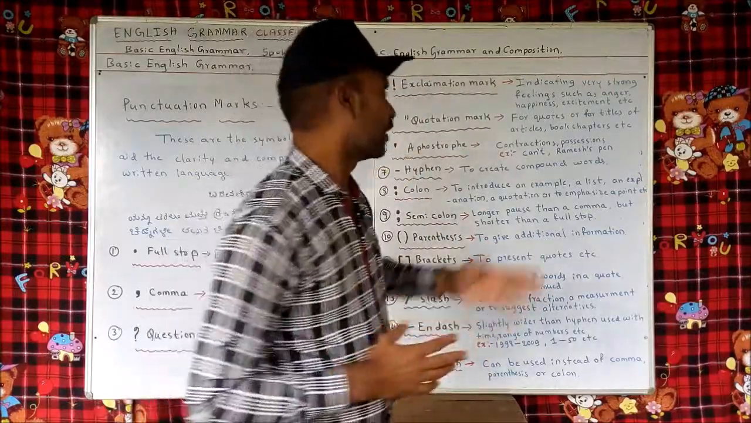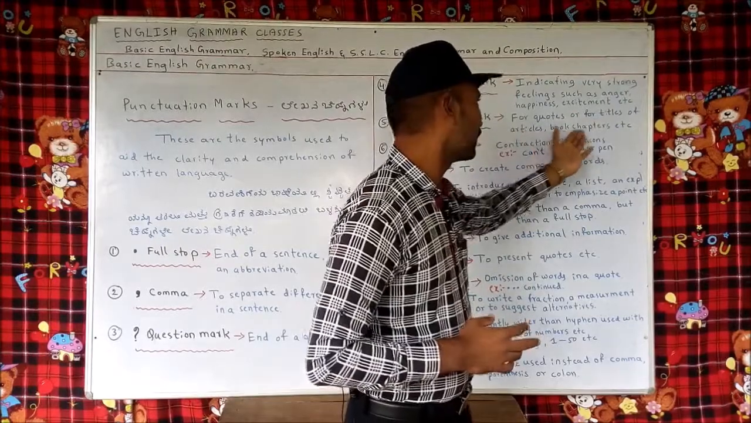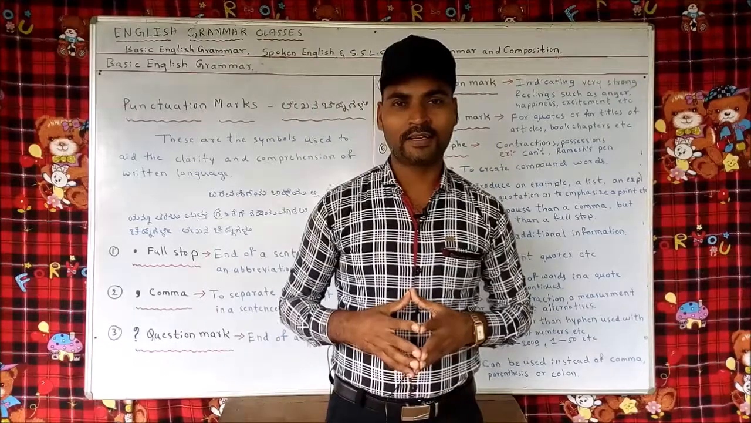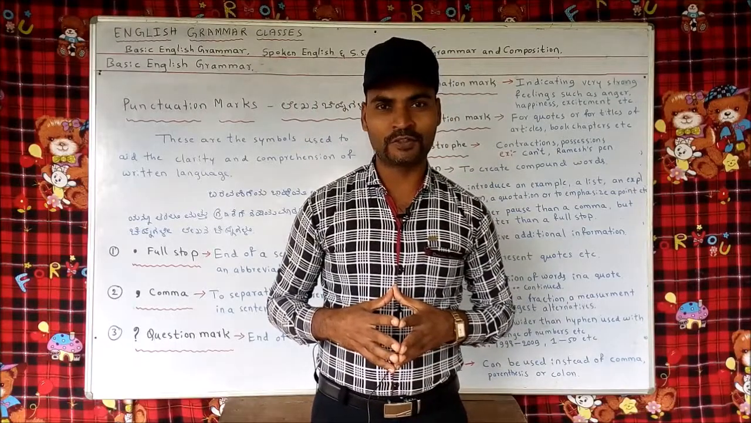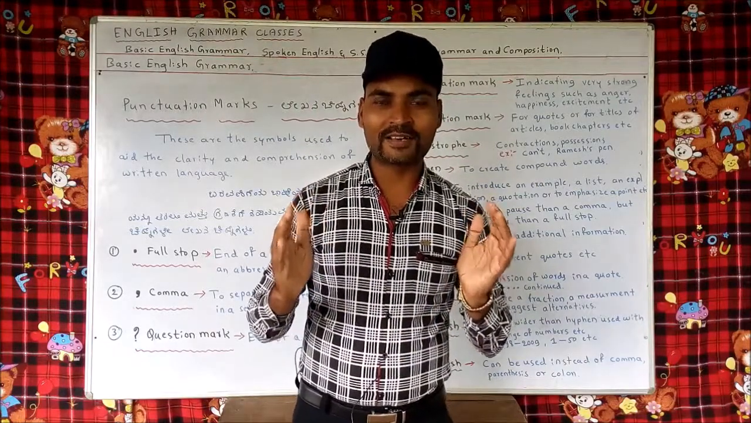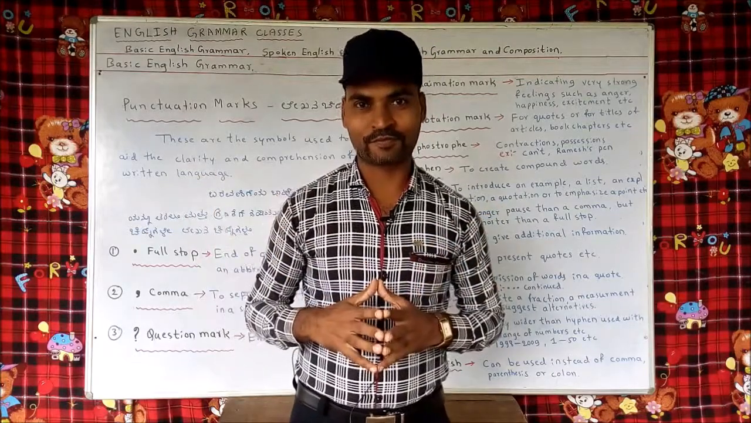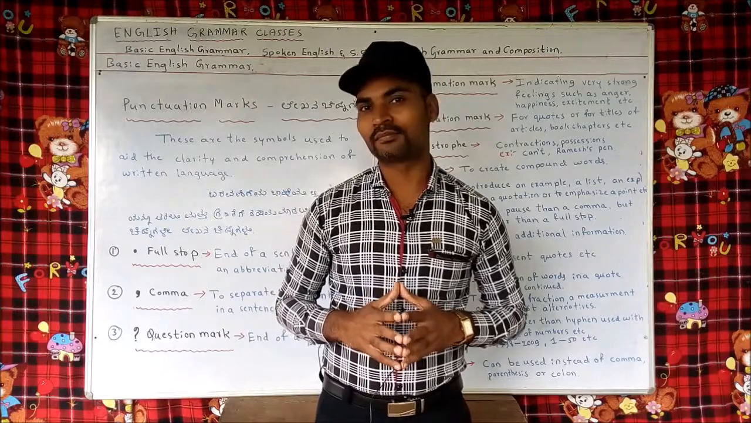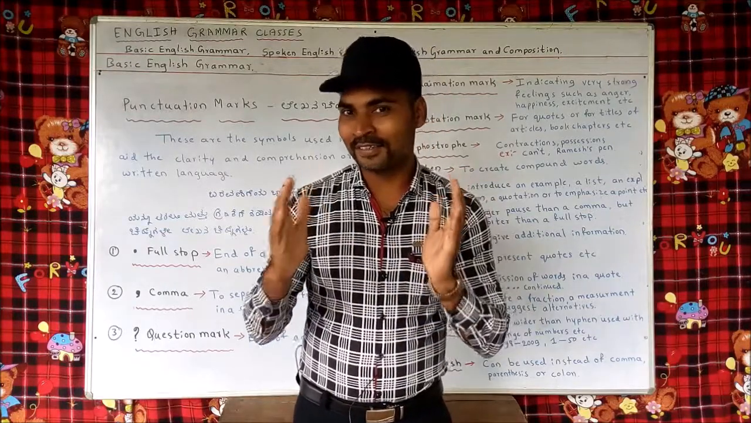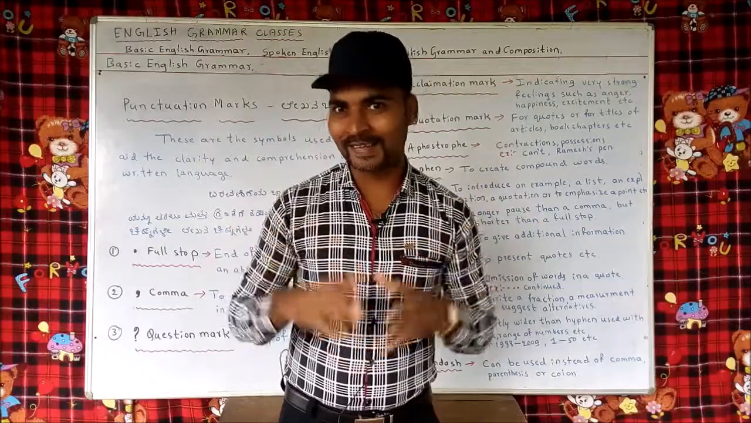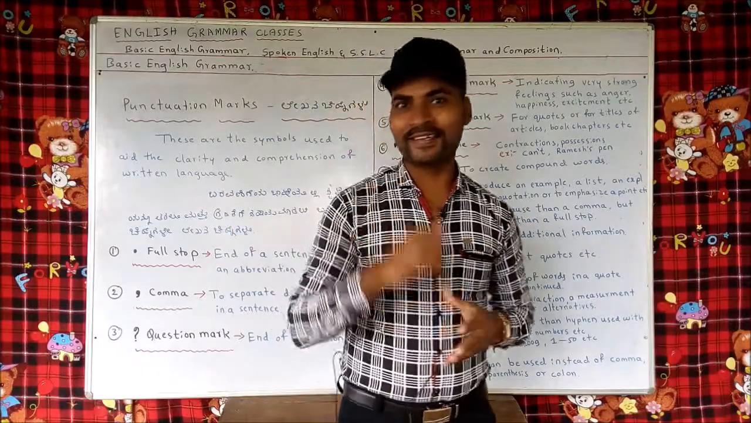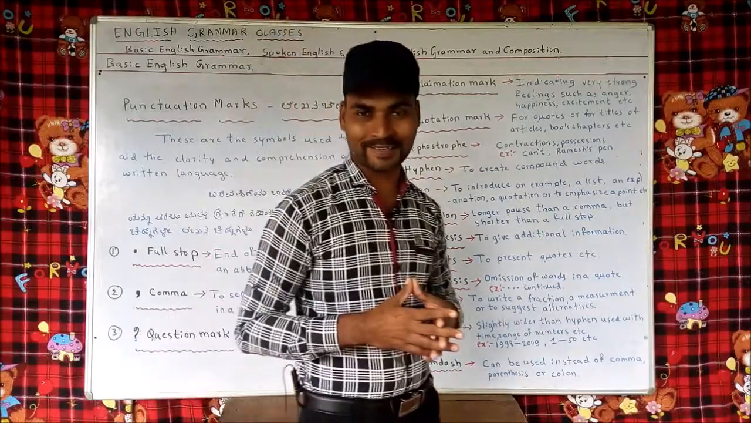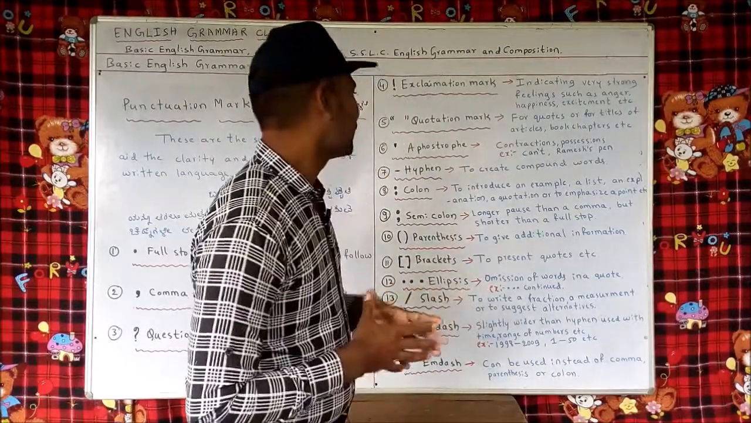Then comes quotation mark for quotes or for titles of articles, books, chapters, etc. This one we use to put the exact words of other people. For example, Rama said, "I am a doctor." Here the sentence I am a doctor is kept in inverted commas or quotation marks.